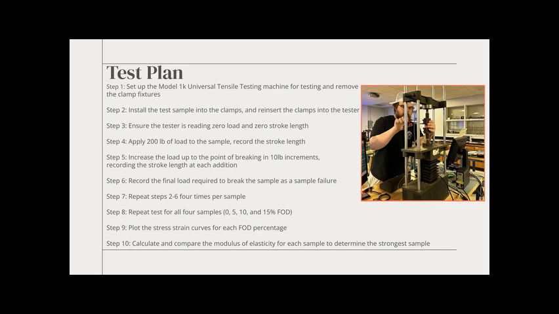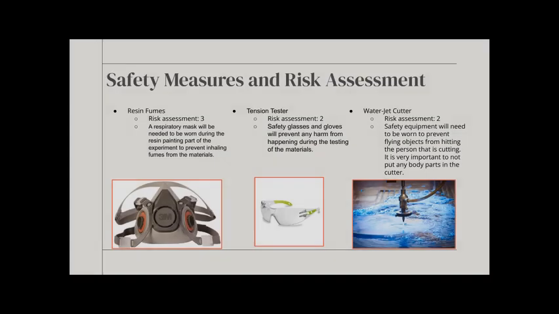Step 9 is to plot the stress-strain curves for each FOD percentage. Stress is calculated by dividing force by cross-sectional area. Strain is calculated by dividing stroke length by gauge length. Step 10 is to calculate and compare the modulus of elasticity of each sample to determine the strongest sample. This concludes the test.